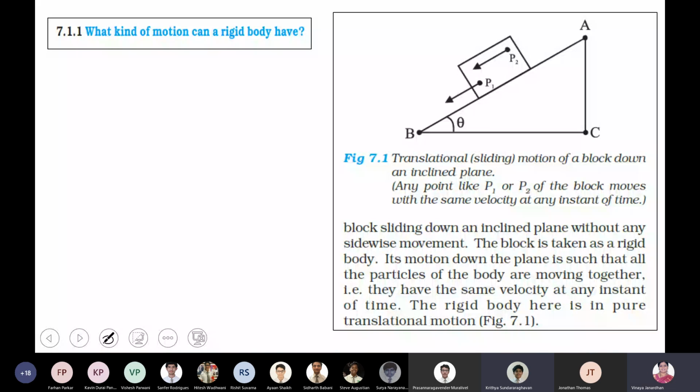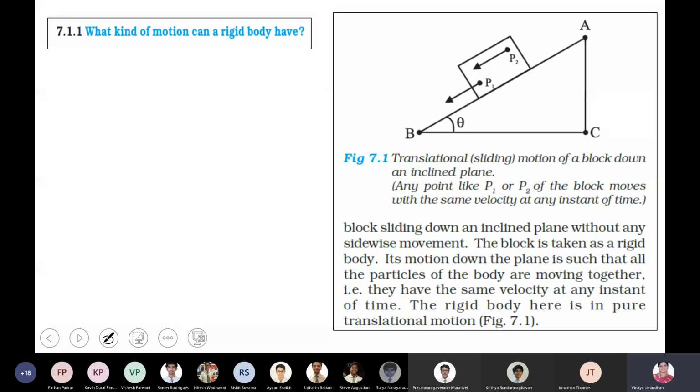Translation motion is motion along a straight line, moving from one point to the other point. That is translation. It can be curvilinear also. Moving from one point to another point is translational motion. That can be a straight line path or a curvilinear path. So keep this in mind.